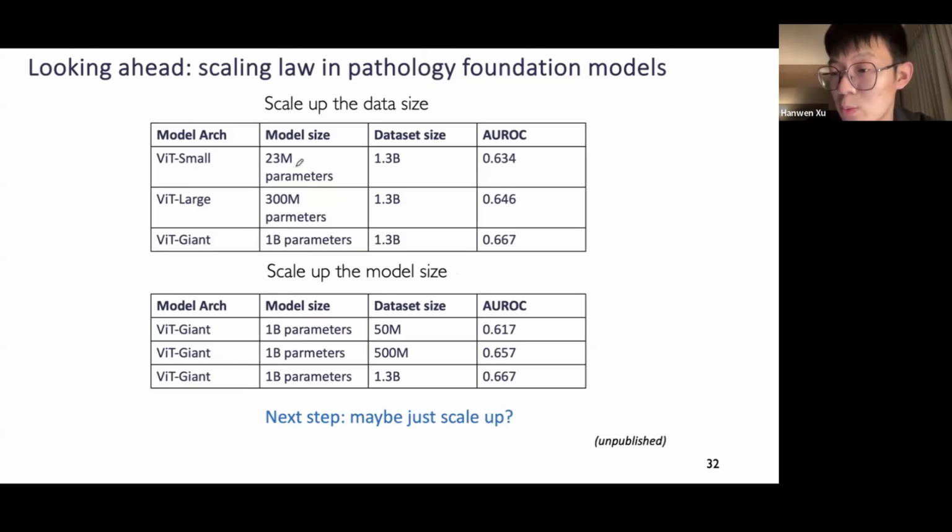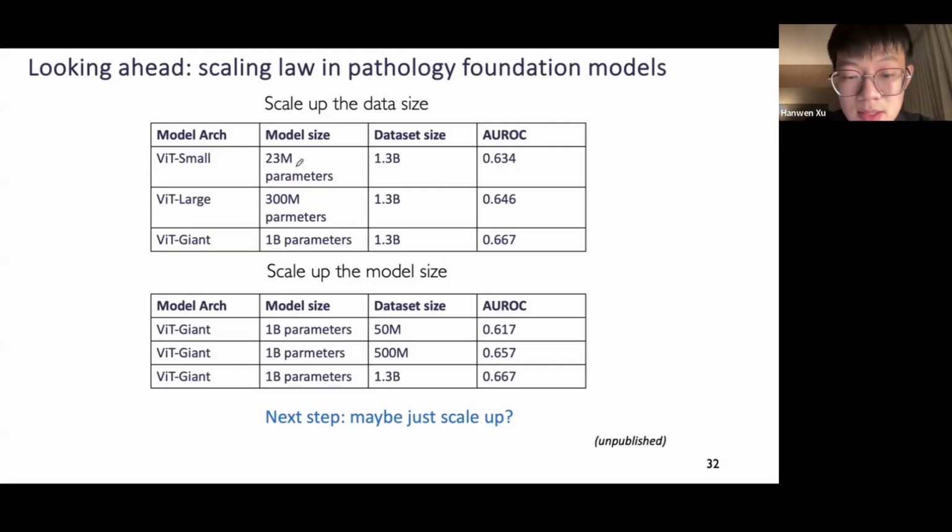So this is one hint that maybe in the future we can think about training a larger model. Even though our model is already the largest model, if we keep using more parameters, perhaps we can even get a higher AUROC, maybe 70 something. If that's the case, then it will be really exciting.